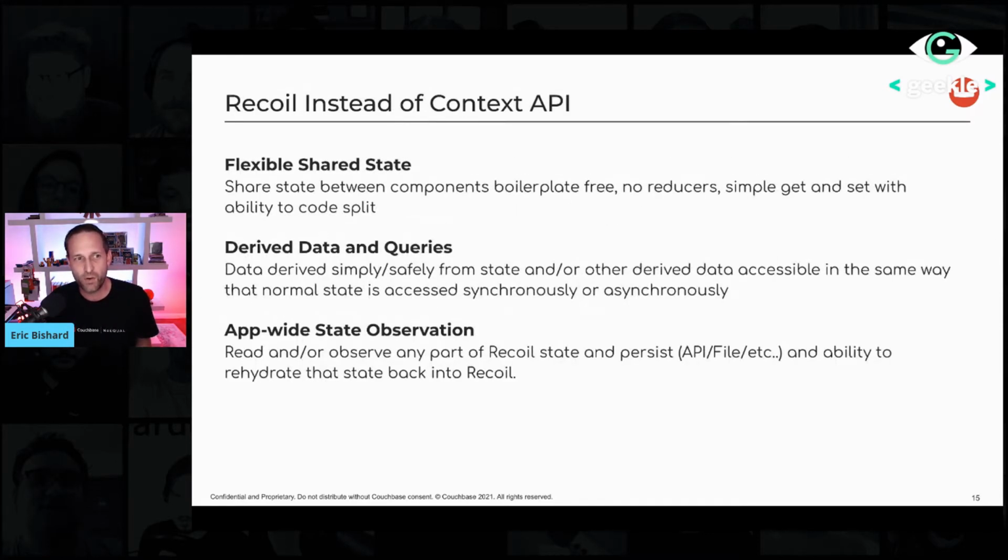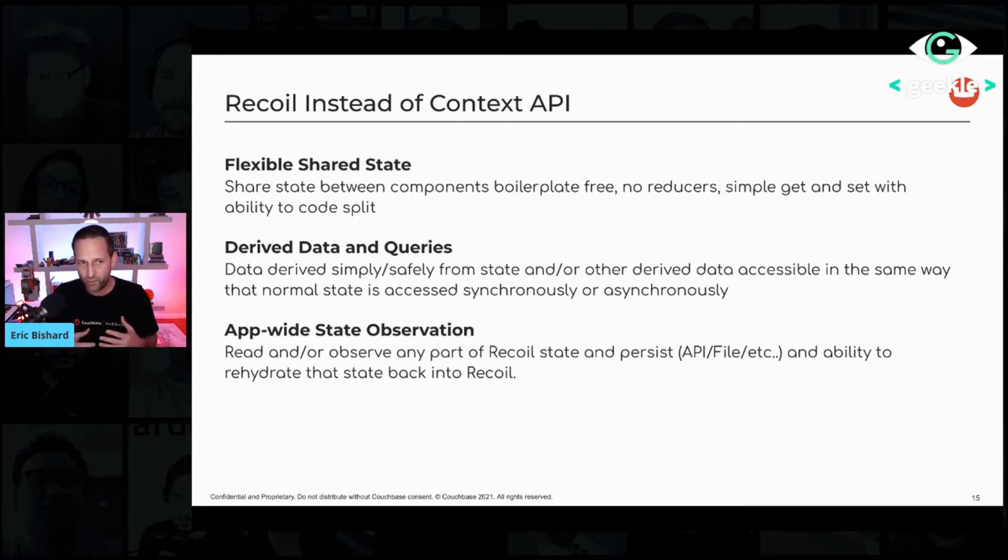Oh yeah, and so Recoil instead of Context API. Usually you want to use Recoil when you want to have flexible shared state. So shared state between two components, that's boilerplate free, no reducers, simple get and set with the ability to code split. You want derived data and queries. So derived data simply safely from state and or other derived data, accessible in the same way that a normal state is accessed. And you can do it synchronously or asynchronously.